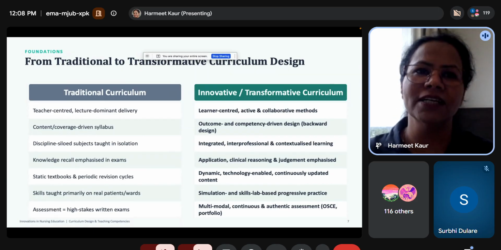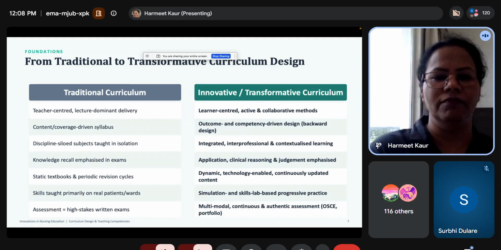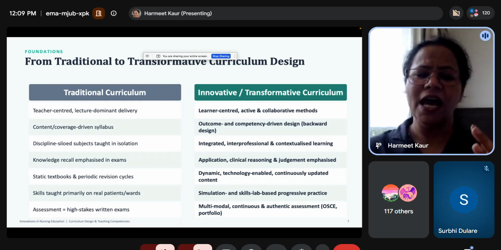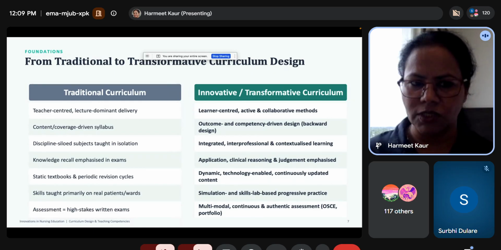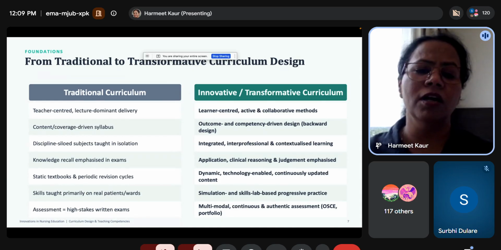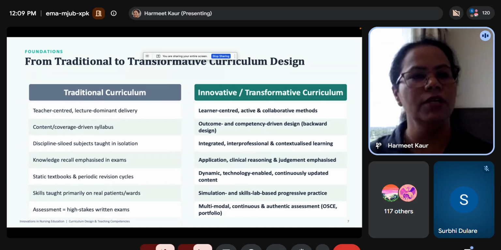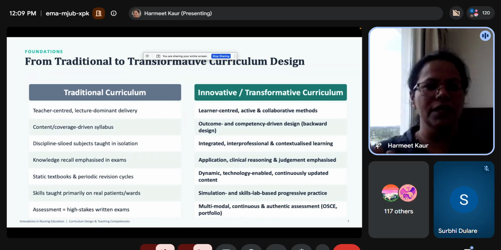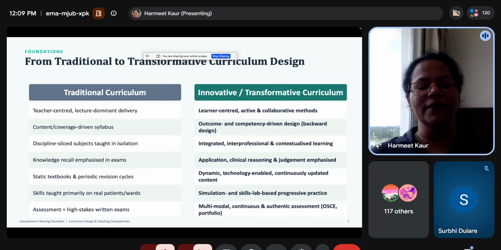Then there are discipline siloed subjects. We teach midwifery totally differently. We teach community health totally differently. In isolation, we teach the discipline subjects. And then knowledge recall is emphasized in exams. We just give exams with short answer questions and long answer questions. Whatever students have learned 2 days before, they just go and vomit out onto the paper, and we check the answer sheet and give the marks.